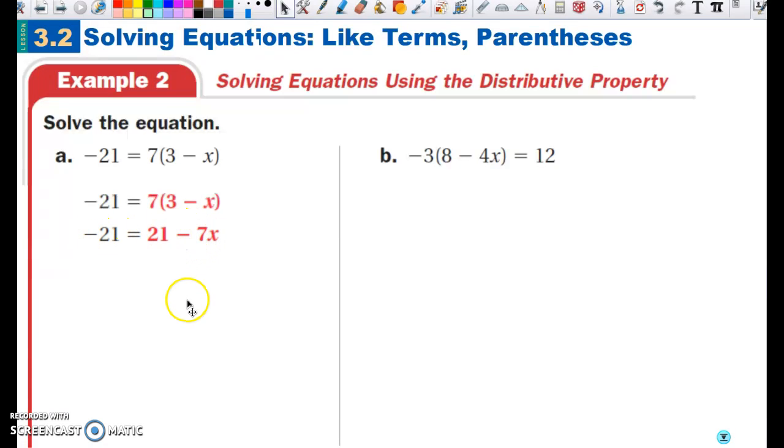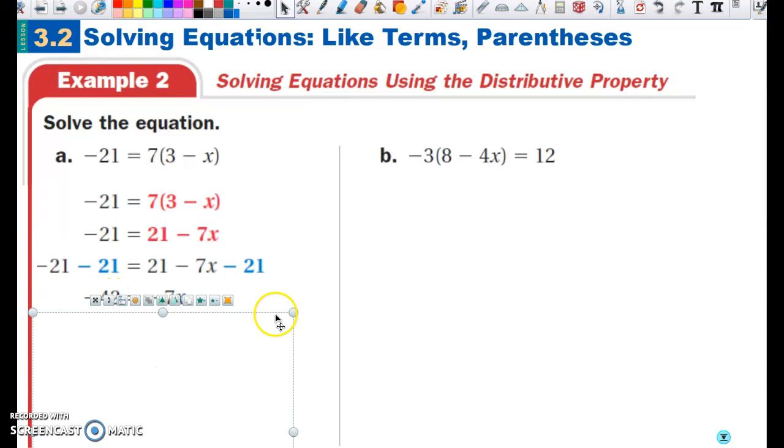Now, of course, you subtract 21 from both sides. Don't make the mistake too. Negative 21 minus another 21 actually gets you negative 42. It does not get you 0, because I'm actually adding another negative 21 to the already negative 21. Divide by negative 7. You'll get your final answer of 6. That is the value of x that makes this true, and that's called the solution.